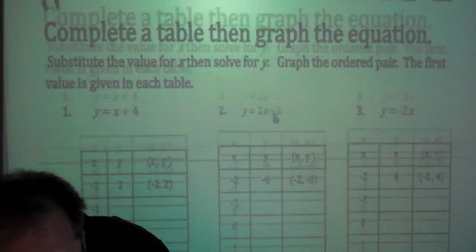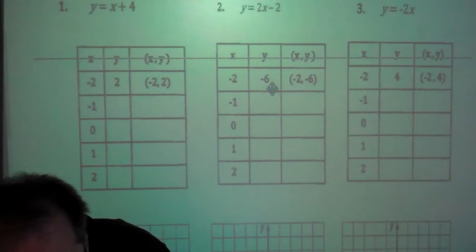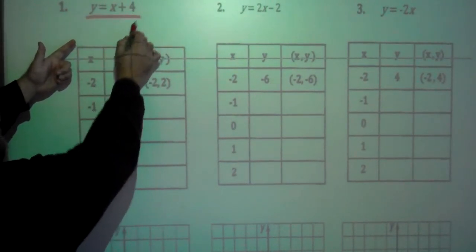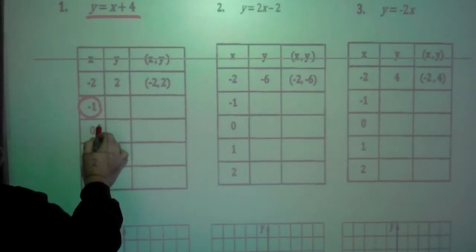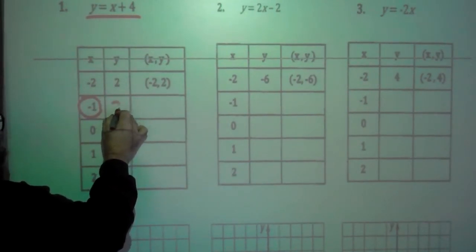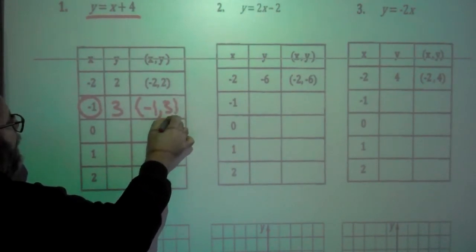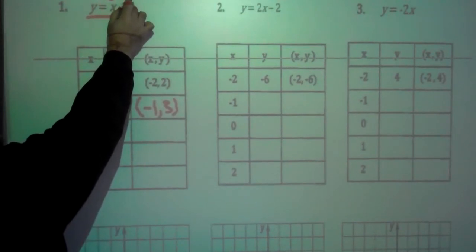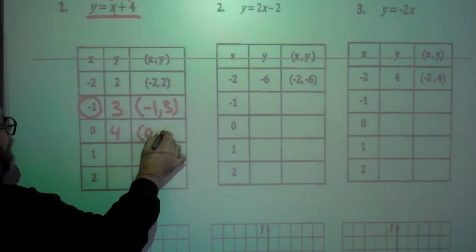All right, let's look briefly. Here's your homework. It is homework H. And what I want to just show you is, here's what you're going to do. You're going to take the first one, here's the equation. And then you're going to substitute in your value for x to get an output. So negative 1 plus 4 is 3, which gives me the ordered pair negative 1, 3. If I put 0 in here, 0 plus 4 gives me 4, which gives me 0, 4.